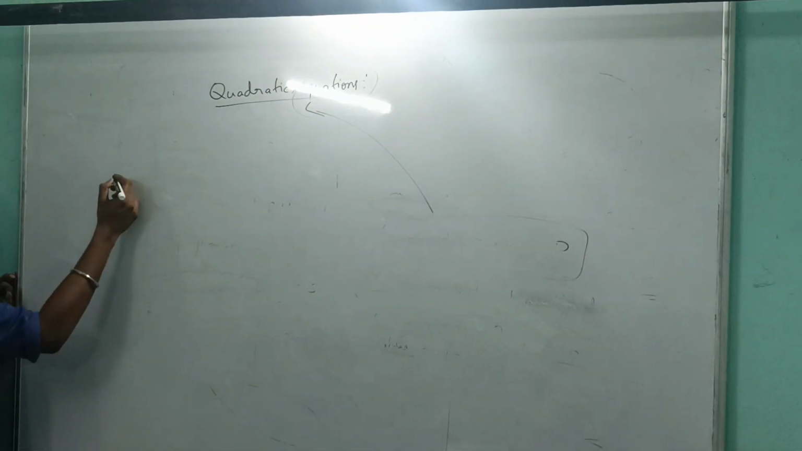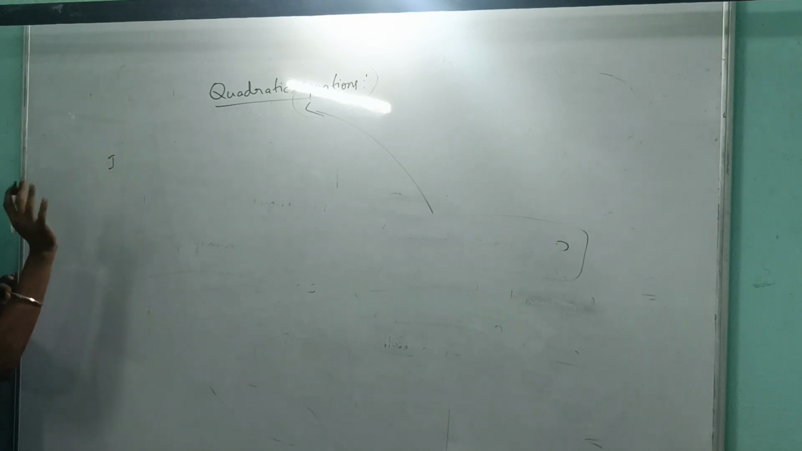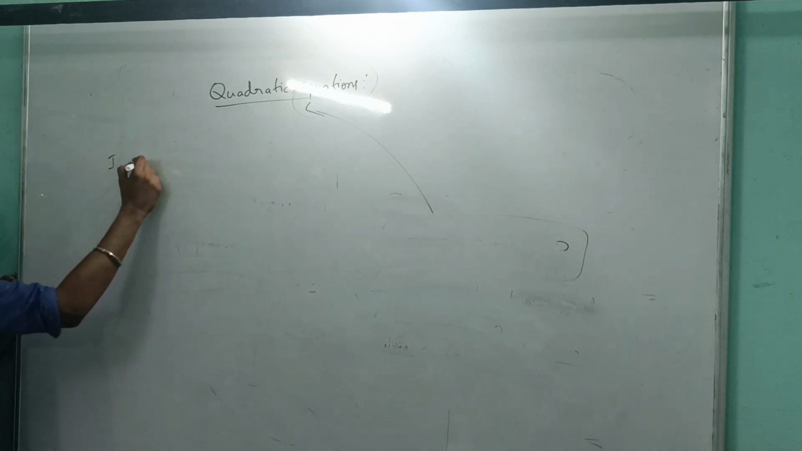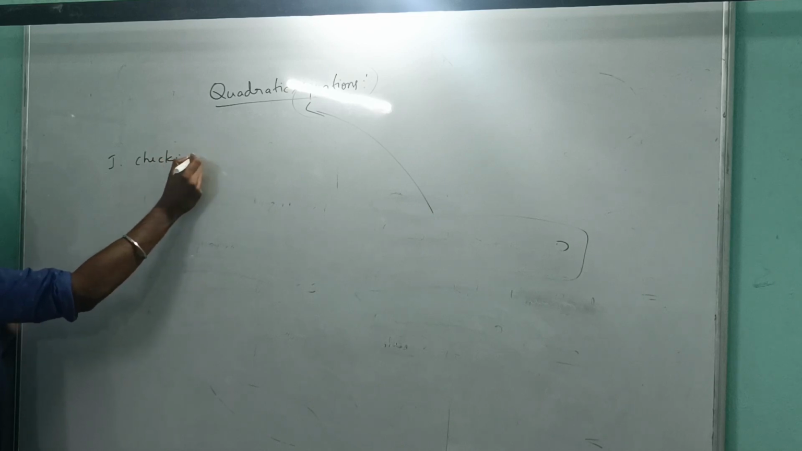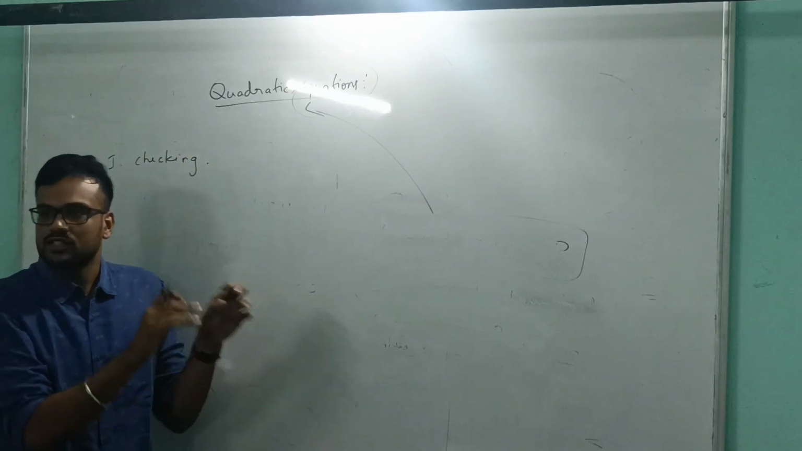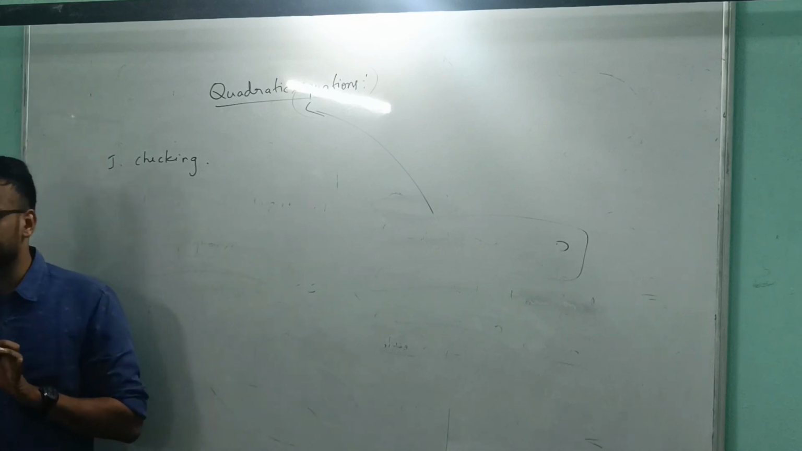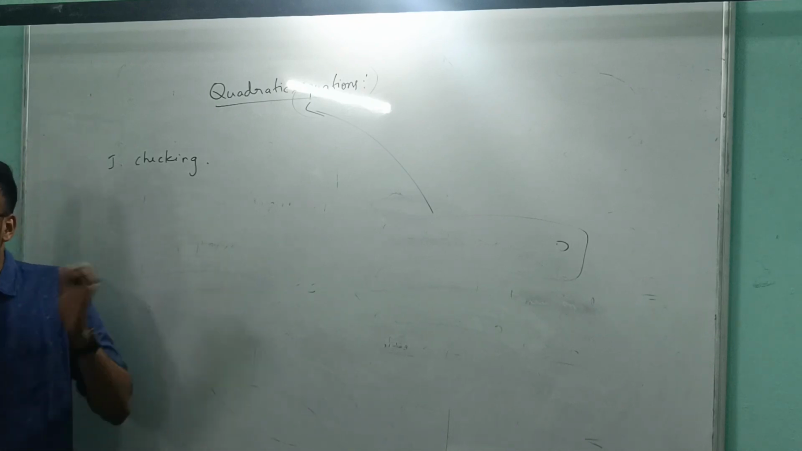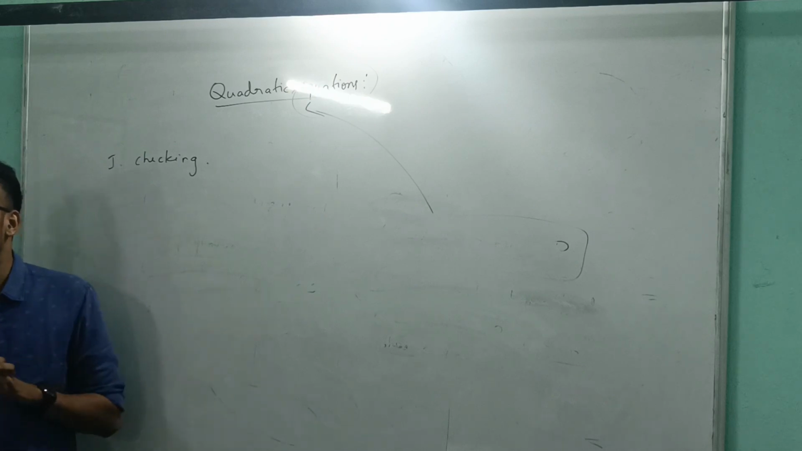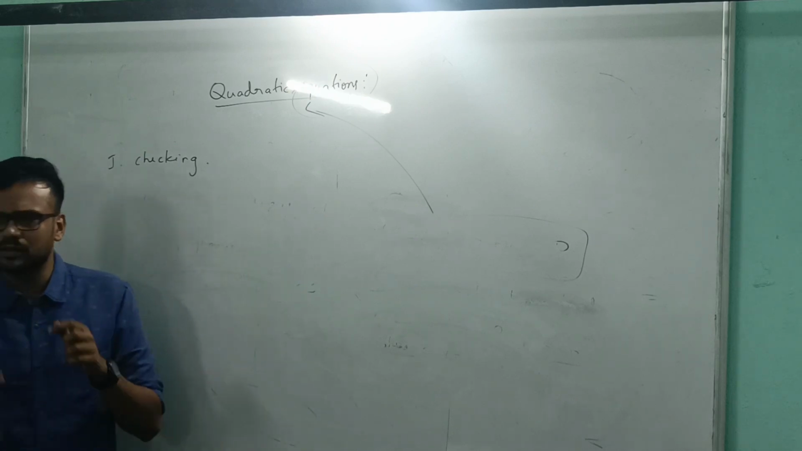So, in this chapter, the first thing we have to study is checking whether something is a quadratic equation or not. They will give you an equation, and you have to tell yes or no. They ask, is this a quadratic equation? Your answer should be yes, it is a quadratic equation, or no, it is not. That is the first part, very simple.